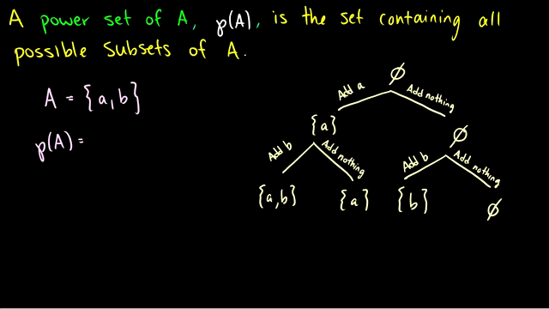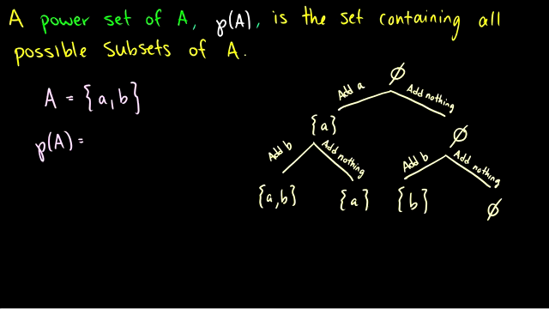Okay, so now that we have a rough idea of what subsets are, we can now talk about power sets. So the power set of A, with this little p, A, is the set containing all possible subsets of A. And this can be a little bit of a confusing concept to wrap your head around first. Let's figure out how to generate all possible subsets first. This is how I like to think of it.